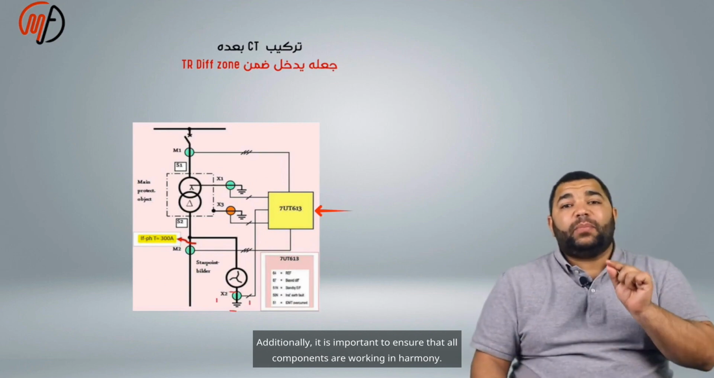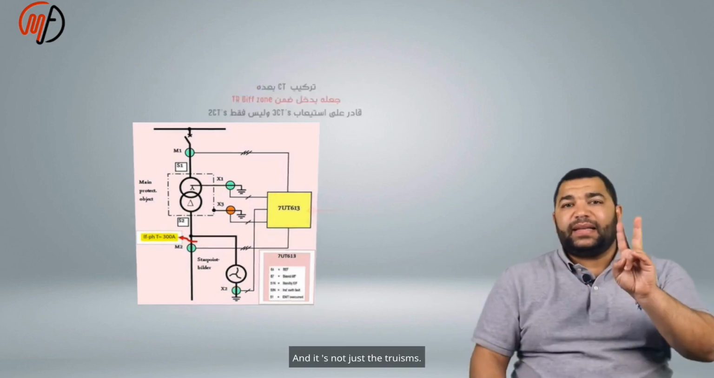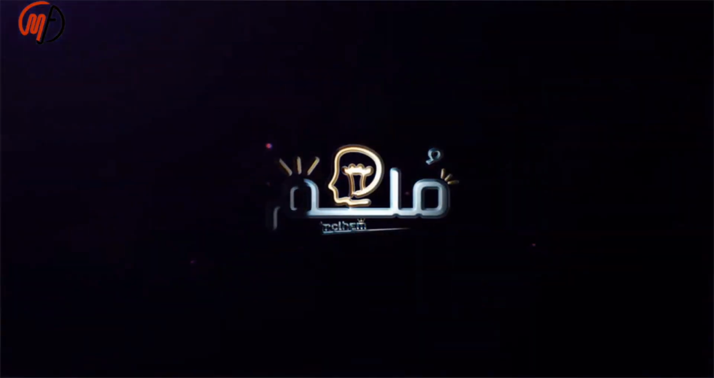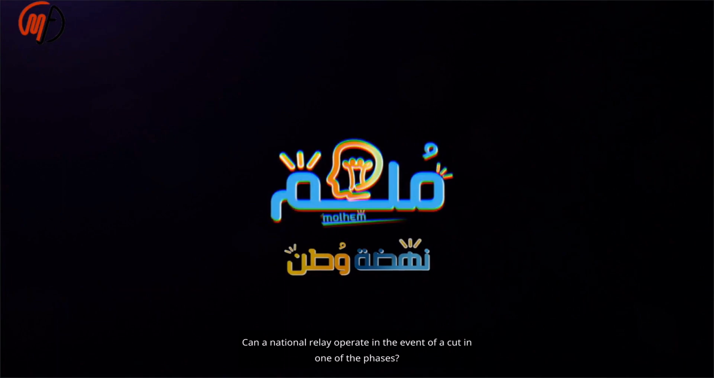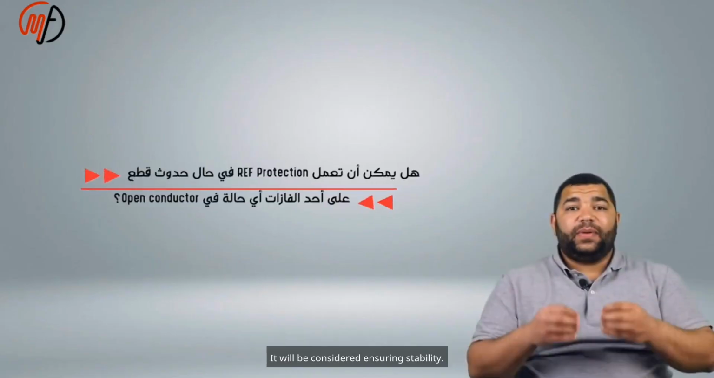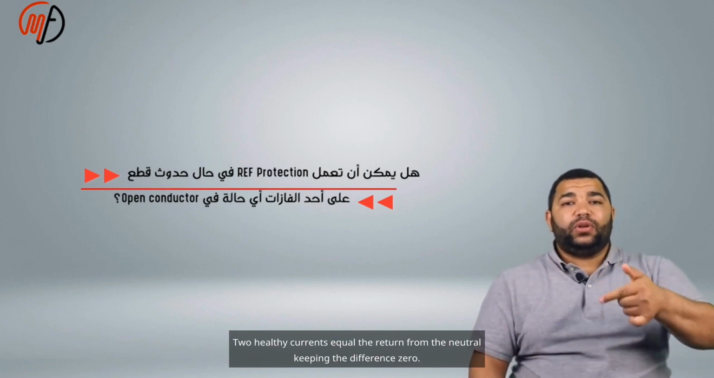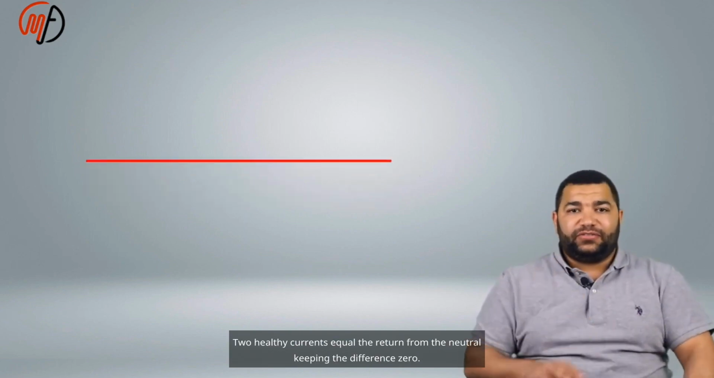Additionally, it is important to ensure that all components are working in harmony. Can a neutral relay operate in the event of a cut in one of the phases? It will be considered. Ensuring stability, the 2 healthy currents equal the return from the neutral, keeping the difference 0.